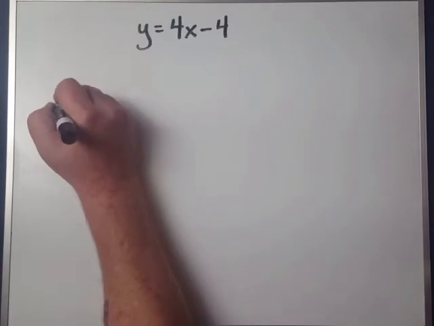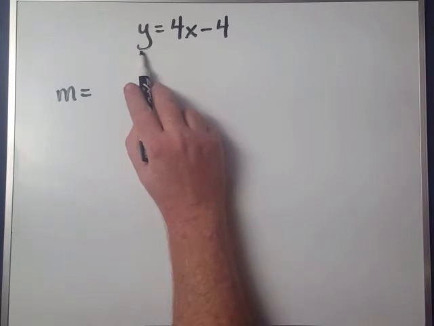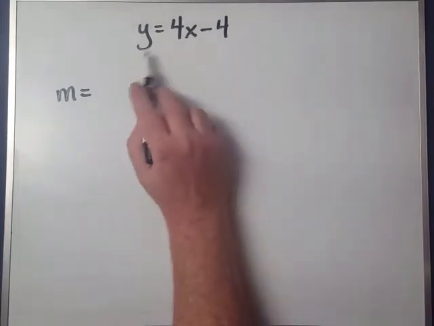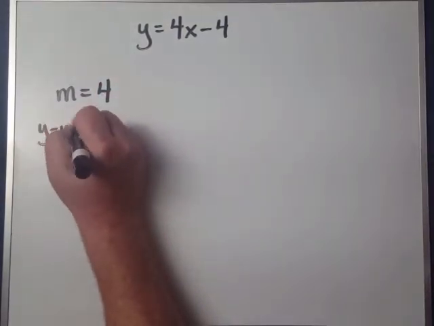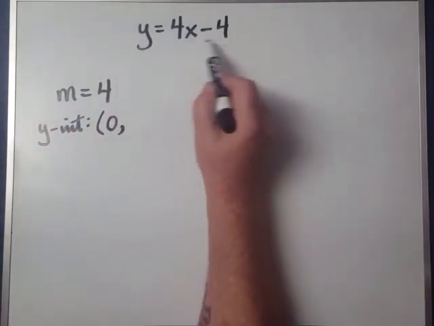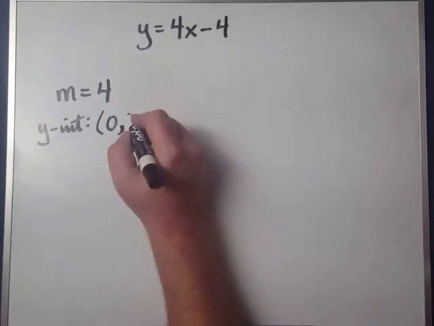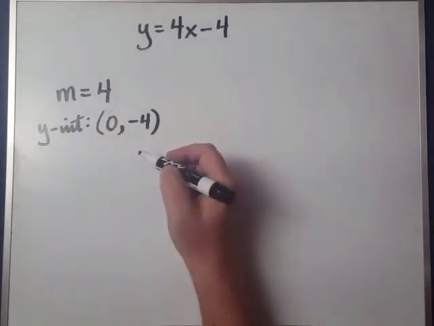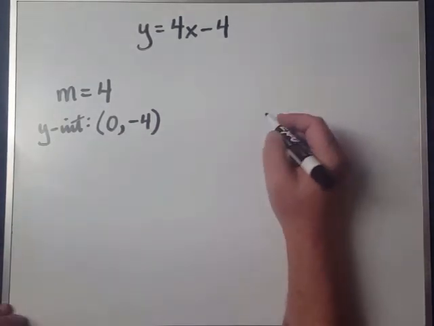Well, first, let's identify the slope of this line. This is already solved for y, so this looks like y equals mx plus b. The slope of this line is 4, the coefficient on x. And the y-intercept of this line is the point 0, comma, and what's being added here at the end? That's plus b, that's plus a negative 4. So I have my slope, I have my y-intercept. How am I going to go about graphing this?